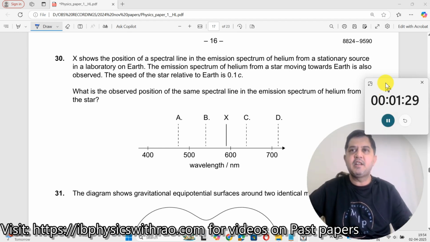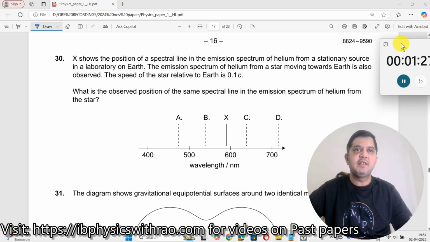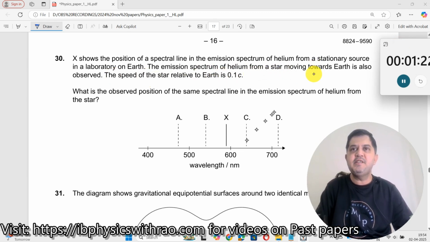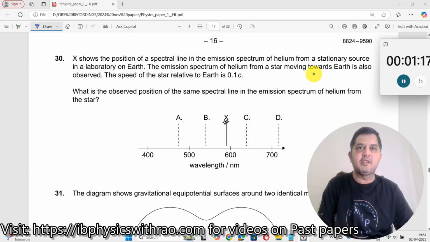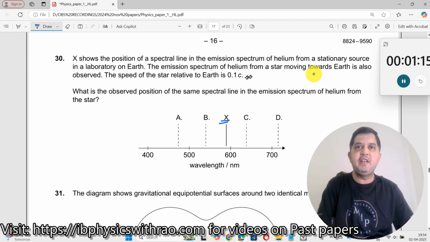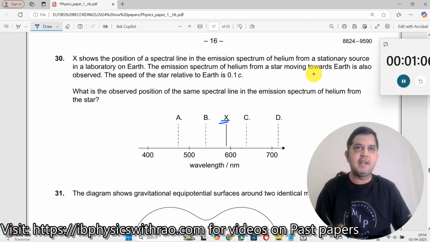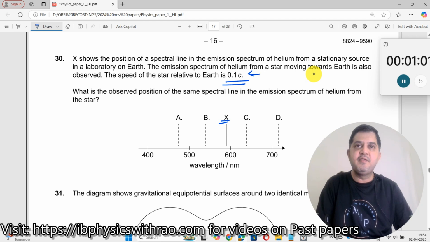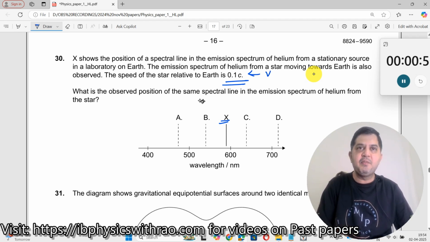Question number 30. It says X shows the position of a spectral line in the emission spectrum of helium from a stationary source, in a laboratory on Earth. The emission spectrum of helium from a star moving towards Earth is also observed. There is a star which is moving towards the Earth, so that also has helium gas, and you are getting some emission spectrum from there. The speed of the star relative to the Earth is 0.1c. So this is your velocity of the star. What is the observed position of this spectral line in the emission spectrum of the helium?